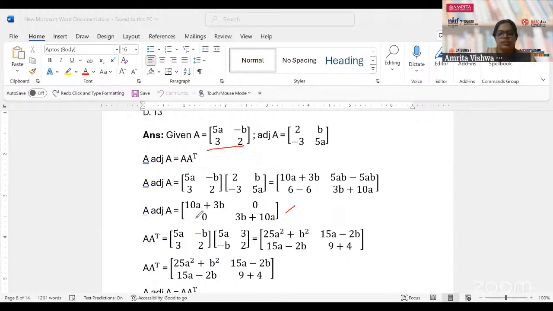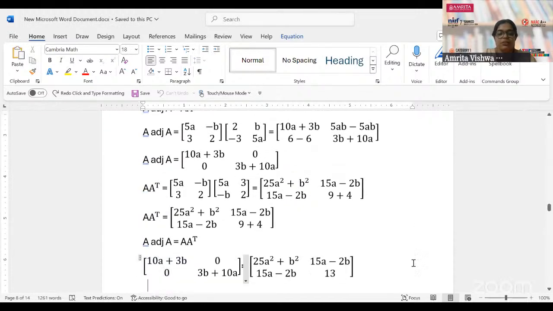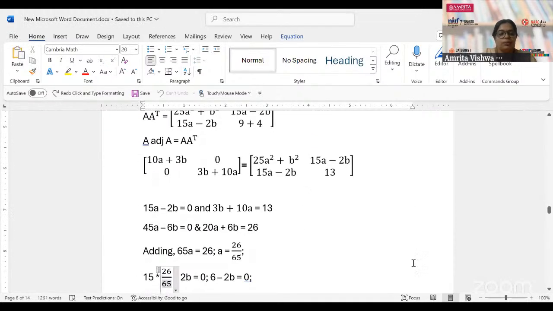So you can find A into A transpose. You have two things. 10A plus 3B equal to 25A square plus B square. 15A minus 2B equal to 0. 15A, the same thing only here. And then 3B plus 10A is equal to 9 plus 4. It's 13. So very basic logic. You can compare it. You can form two or three equations, and the same way we have done previously, solve for A and B.